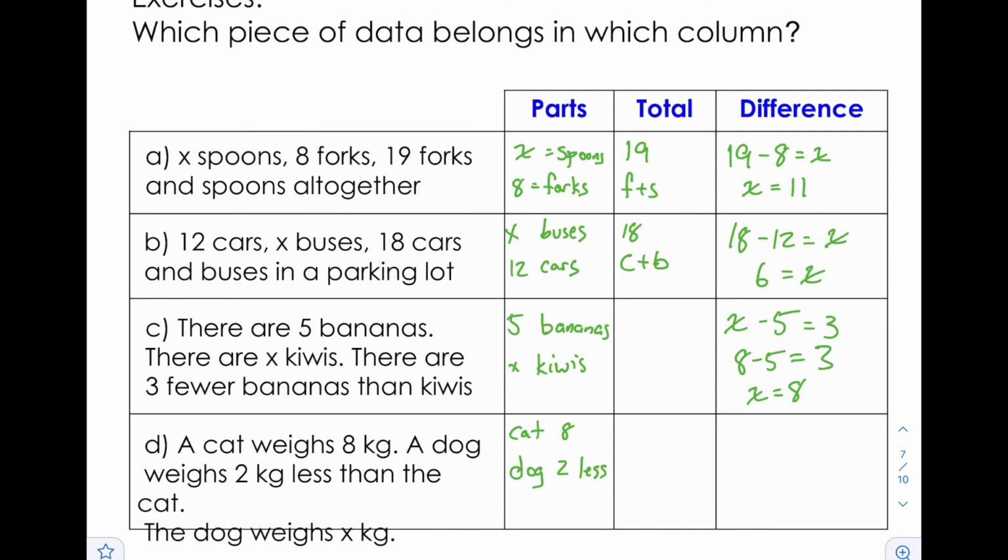And finally for D, we have a cat that weighs 8 kilos. That's a heavy cat. And a dog that weighs 2 kilos less. That's a very light dog. The dog weighs x number of kilos. So we're going to have 8 minus 2 is equal to x, the weight of the dog. 8 minus 2 is 6. And so 6 is the weight of the dog, which is 2 less than the weight of the cat.